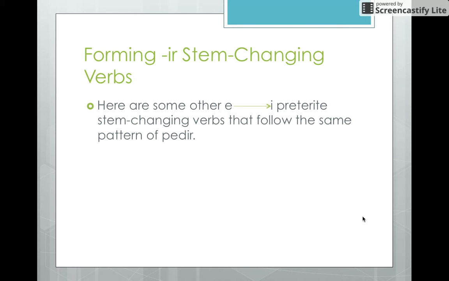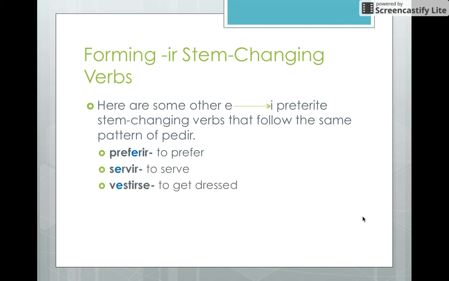All right, so just a little bit more. So here are some more E to I preterite stem changing verbs. So we have preferir, to prefer, servir is to serve. Vestirse is to get dressed. And if you notice, you have se right there, that indicates a reflexive verb. Competir is to compete. Seguir is to follow. So add these to your notes. These are extra E to I stem changing verbs.